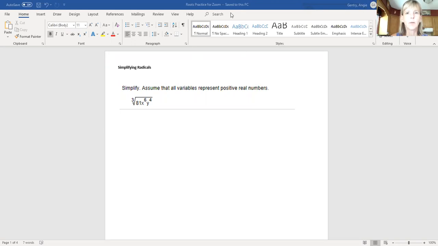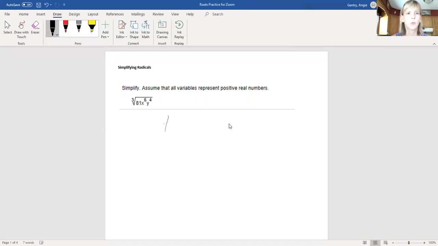So I have my tools. Oh, there they are. Well, this is a little different. Oh, no. Okay, I wanted to use the annotate. Let me use that instead. Okay.